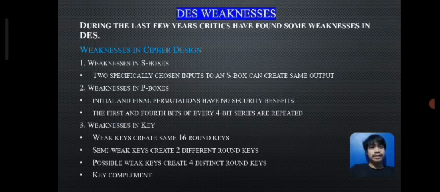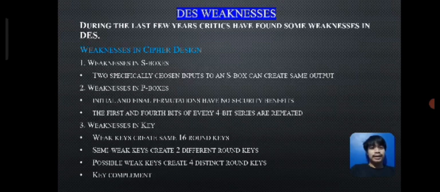DES weaknesses. During the last few years, critics have found some weaknesses in DES. Weaknesses in cipher design. Number 1, weaknesses in S-boxes. Two specifically chosen inputs to an S-box can create the same output. Number 2, weaknesses in P-boxes. The initial and final permutations have no security benefits. The first and fourth bits of every 4-bit series are repeated. Number 3, weaknesses in the key.